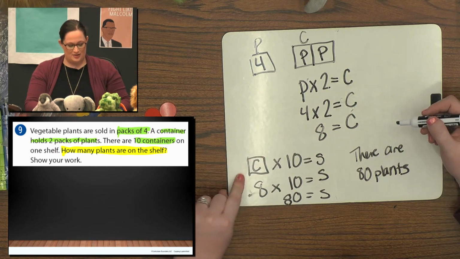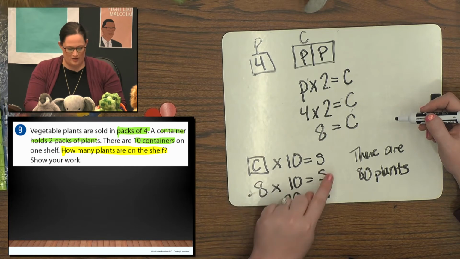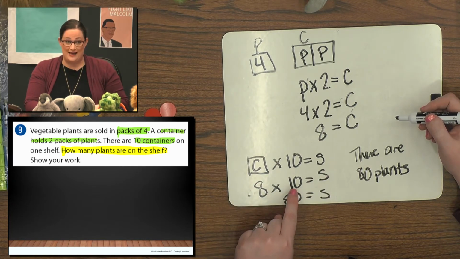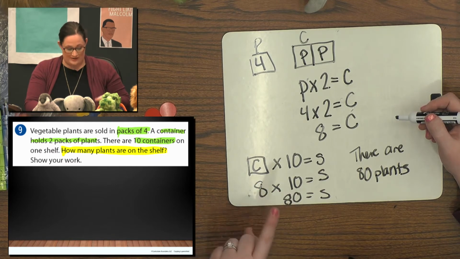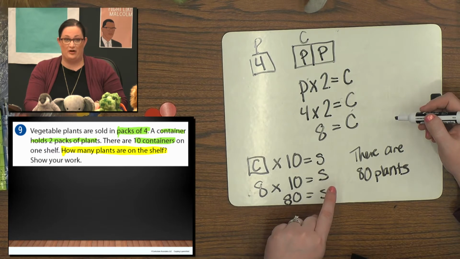Then I took container times 10. There's 10 of them on a shelf. So 8 plants in each container, times 10, is equal to how many plants there are on a shelf.